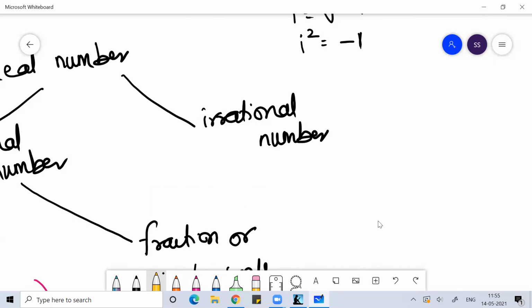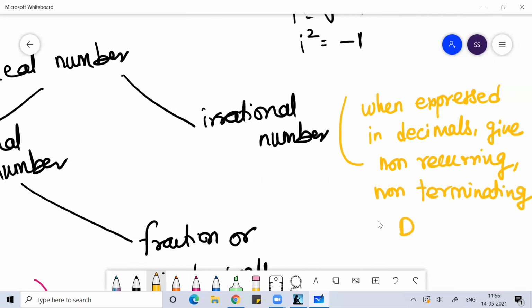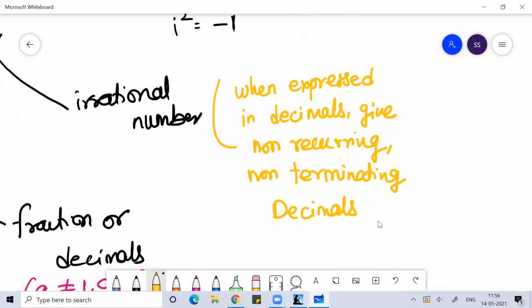So irrational numbers are those numbers which, when we express them in decimals, give non-recurring, non-terminating decimals. Such numbers are called irrational numbers.